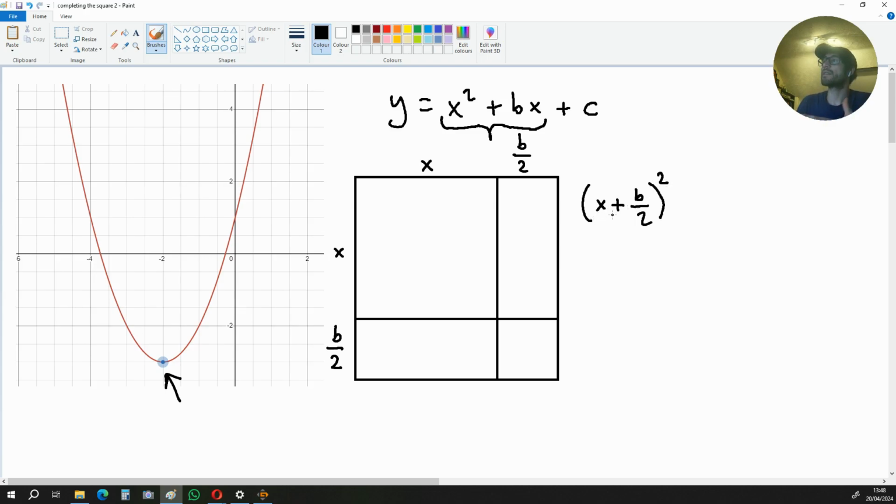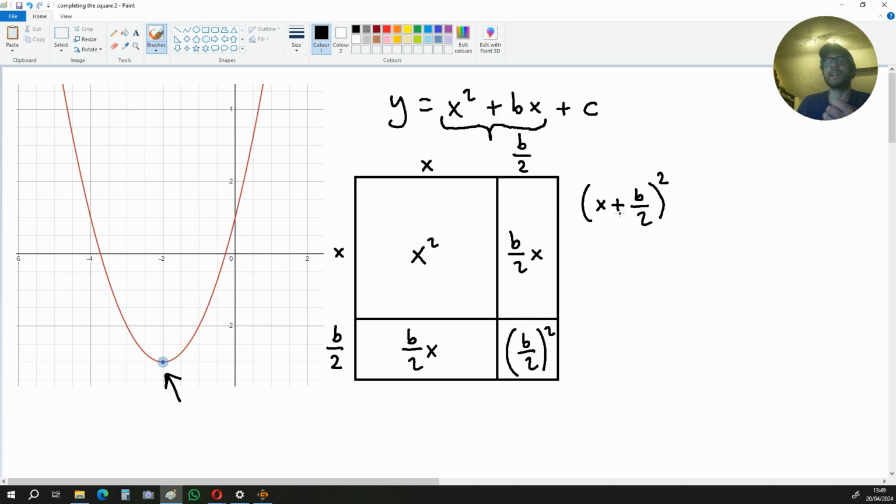Now, this part is made up of many components. As we can see here, we have this square near the middle, which is x squared, because it has an area of x times x. We have an area here of b over 2 times x, because the length is b over 2 and the height is x. We have an area over here that is b over 2 times x as well. And we also have this smaller square, which is b over 2 squared.